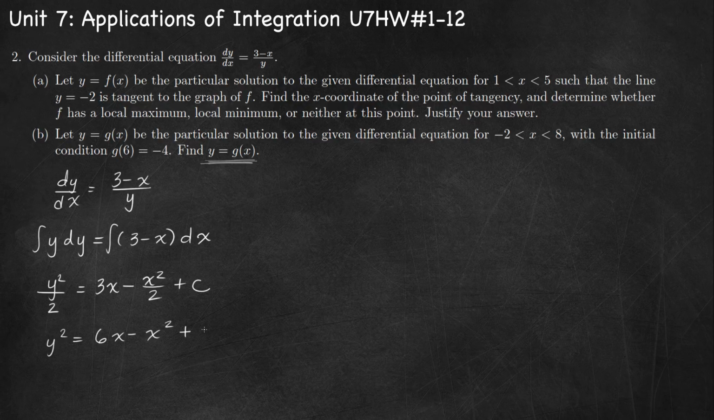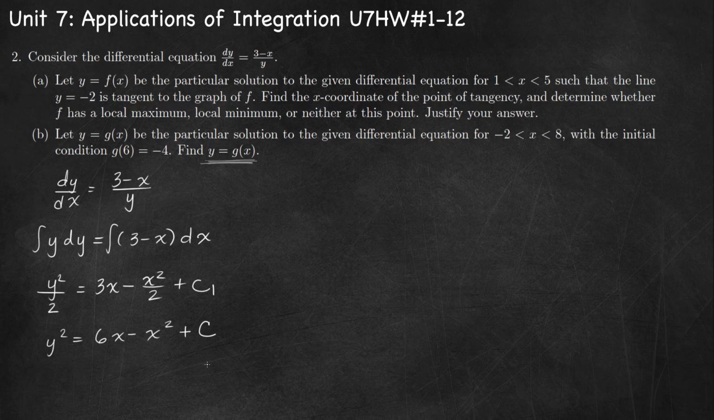Now 2 times c is still a constant. If you take the number 2 and you multiply it by a constant, you still get a constant. You don't get the same constant. You get a constant that's twice as big as the old constant, but it is still a constant. So I'm going to call it plus c, and then I have to call the old constant something different. So I'll call the old one c1.